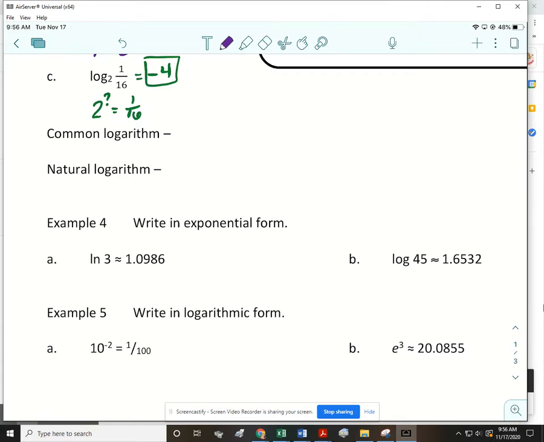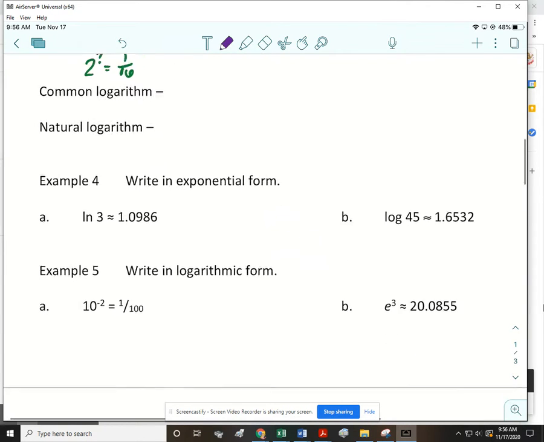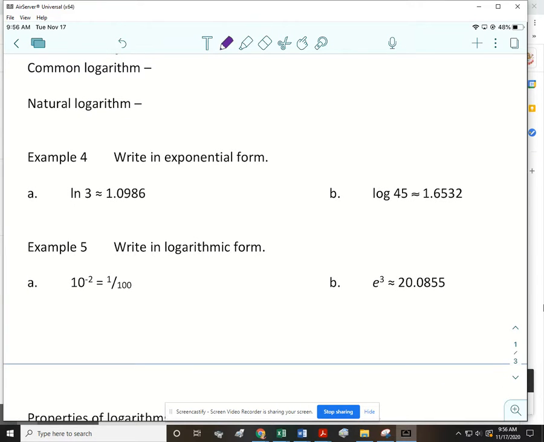All right, so the next thing we're going to talk about are 2 special types of logarithms, the common log and the natural log. So a common log is log base 10. And it's written without a base. Sorry, I can't spell.